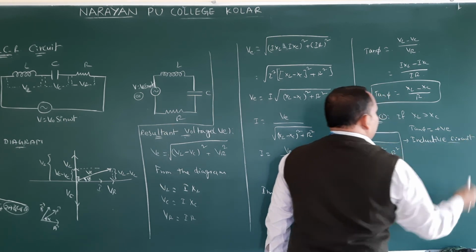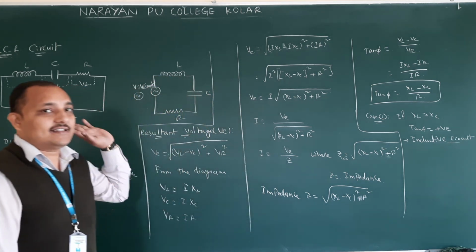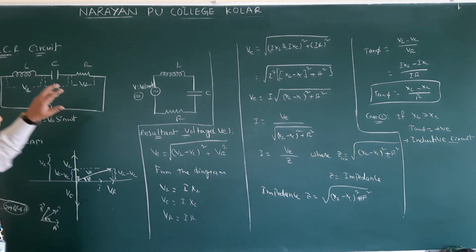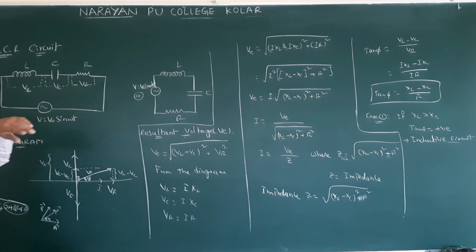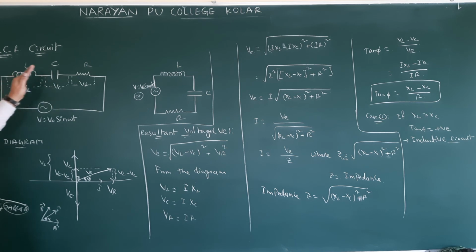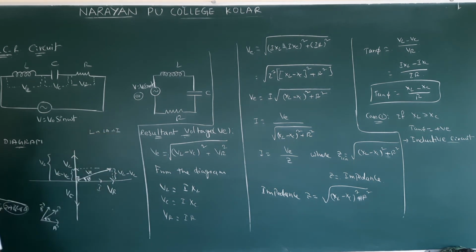Inductive circuit means inductor dominating circuit. Inductor dominating means in this LCR circuit, if XL is greater than XC, the inductor is dominating. Inductor is dominating means it will happen the same as in the case of an LR circuit. So which is leading or lagging in the case of a pure inductor circuit? In L, I told you how to remember also: current is lagging, voltage is leading.